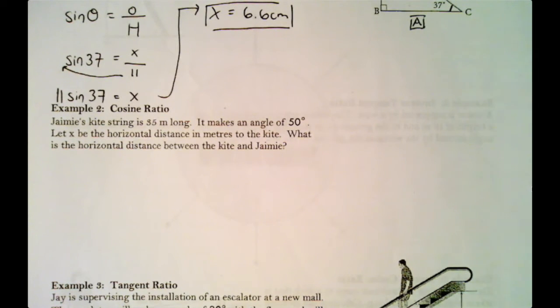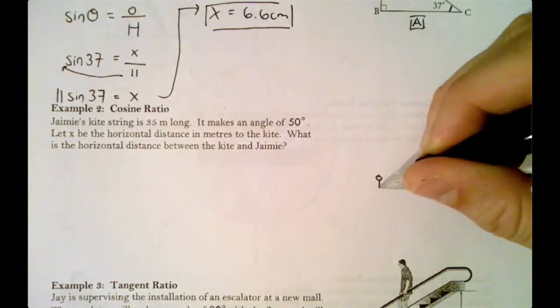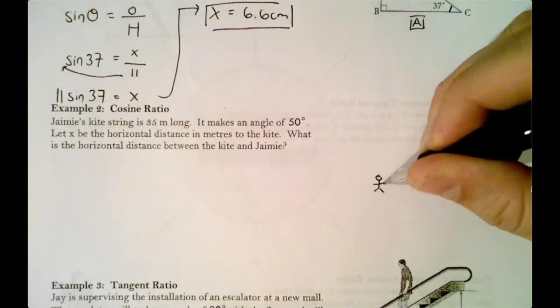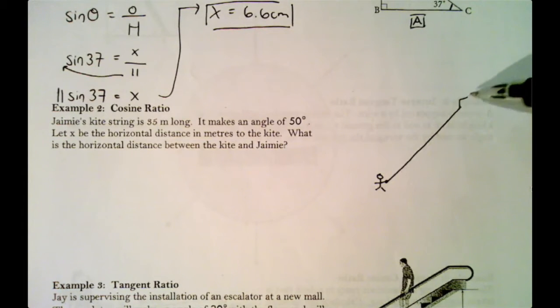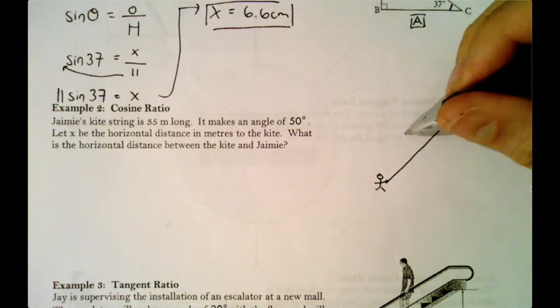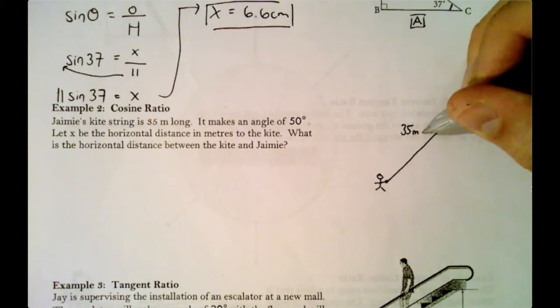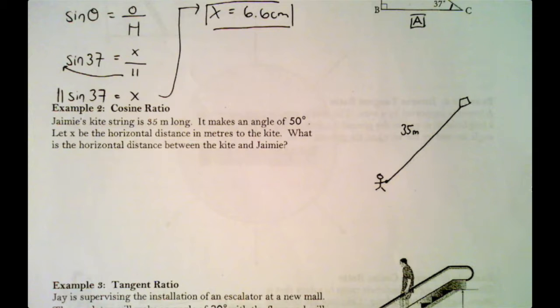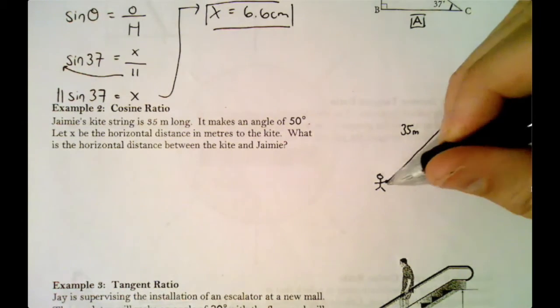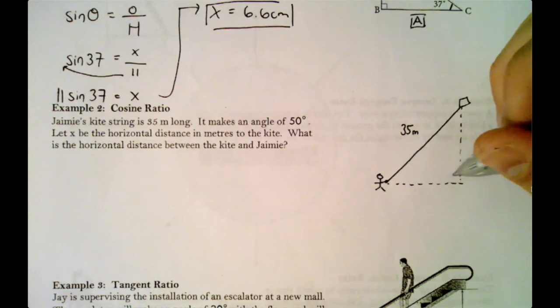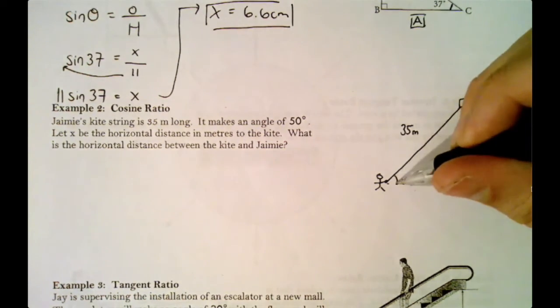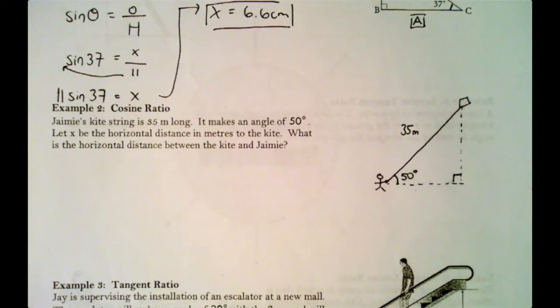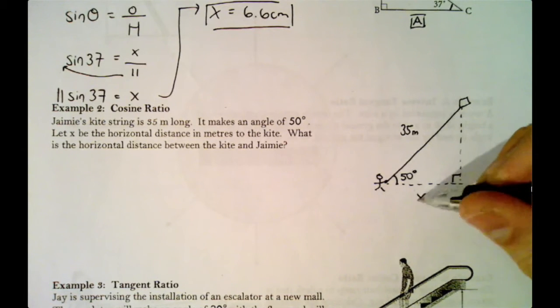So what's this look like? Well, let's draw Jamie. Jamie's got a kite string. It's flying a kite. The kite string is 35 meters in length. We have 2 distances on this kite. We have a vertical distance, so how far it is above the ground, and we have a horizontal distance. And where those meet, they meet at a right angle. We're told that the angle we make at Jamie is 50 degrees, and we want to know the horizontal distance, which would be this side.